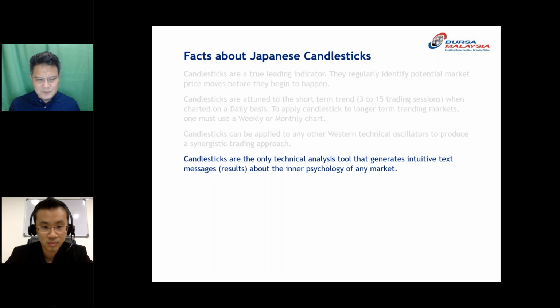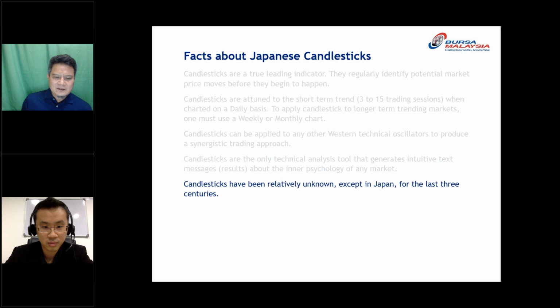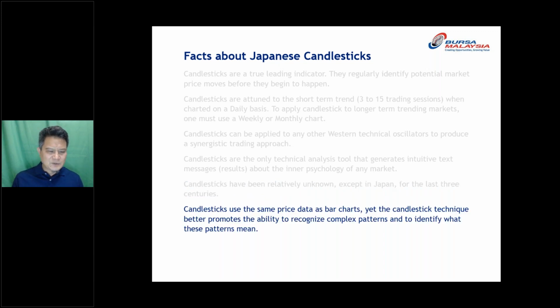A short candle, for example a doji, means indecision. So from the candlestick you can see the psychology of the market at that particular time. As I said earlier, candlesticks have been relatively unknown except in Japan for the past 3 centuries. And candlesticks use the same price. That's the advantage: the candlestick doesn't use any other data.